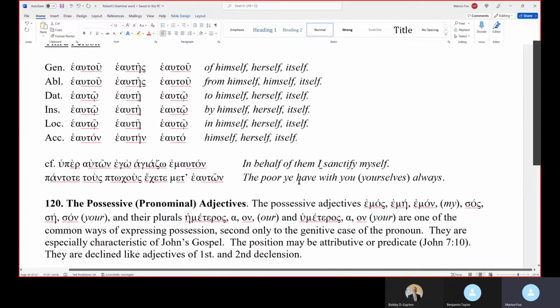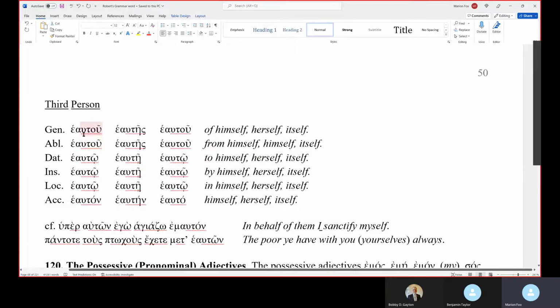And again, all you do is on third person, you have an epsilon with a rough breathing, and you take the forms of autos. All right. That's all you do with it. And that's it. You have those pronouns as well. Once you learn autos, its forms, you have the forms of these three. Just got to remember the preceding letters that go with them. That's all you got to learn. Are there questions?